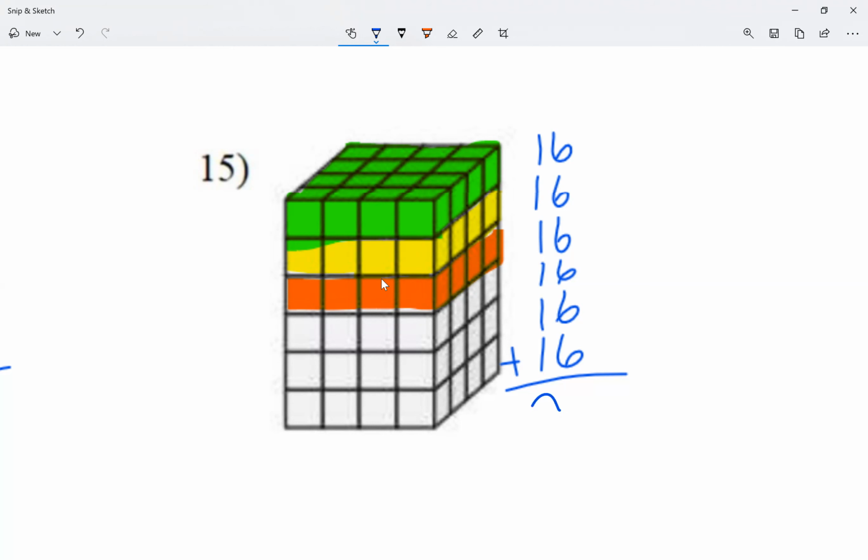I'm going to call this 96. There's 96 cubes in here. Notice I just counted the base. The nice thing about prisms is that the base repeats. So it's really cool.